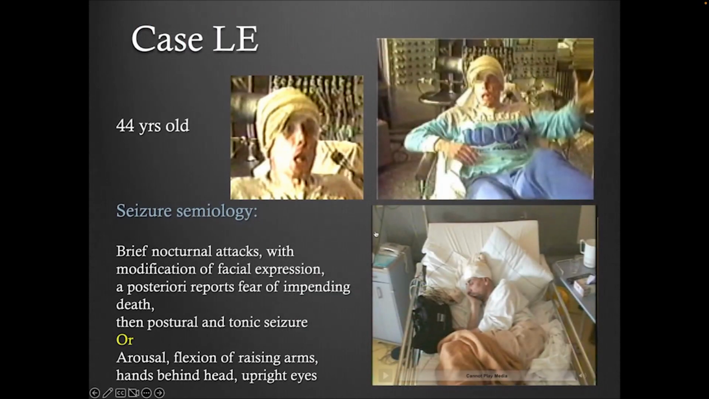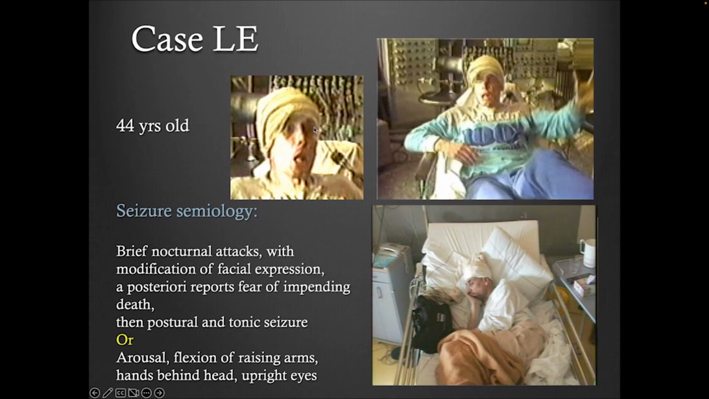So just let me show you another case. It's exactly in the same region, in the medial ventral, but I will not show you the video. I show you that this patient has brief nocturnal attacks, with modification of facial expressions, after which he reports fear of impending death.